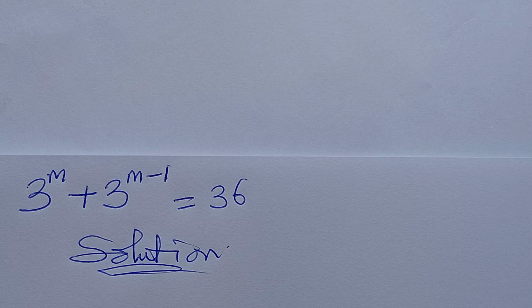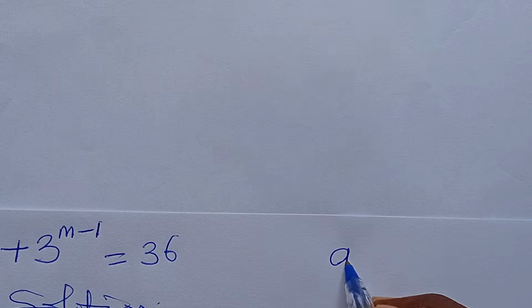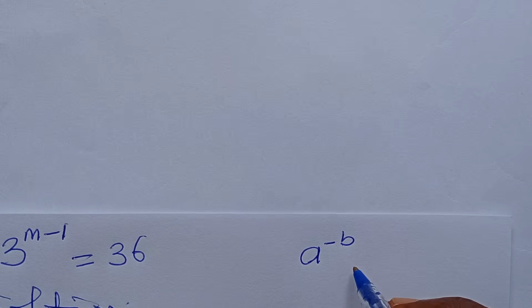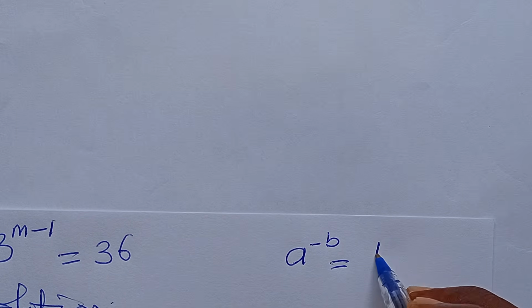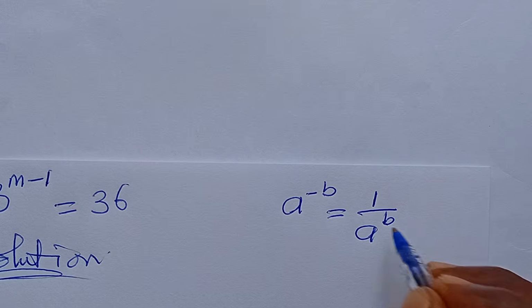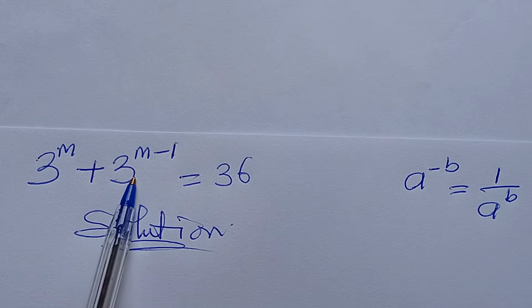We're having 3 to the power of m minus 1. It's just for me to rewrite this expression. Applying the law of indices, which says that a to the power of, let's say, minus b could be written as 1 all over a to the power of positive b, right? Good. So I'm going to rewrite this in that format.